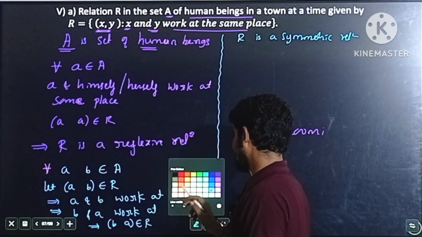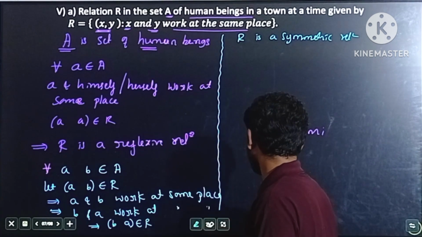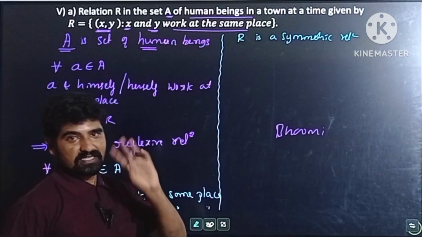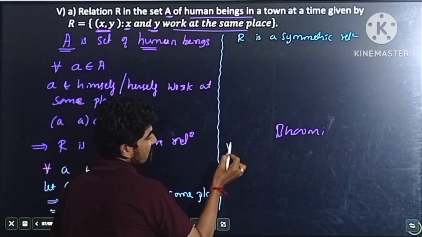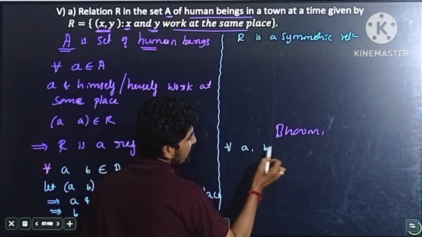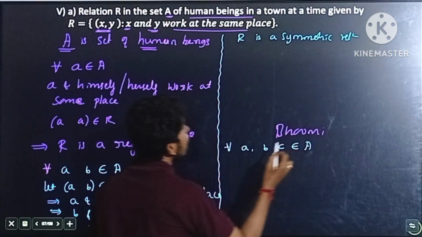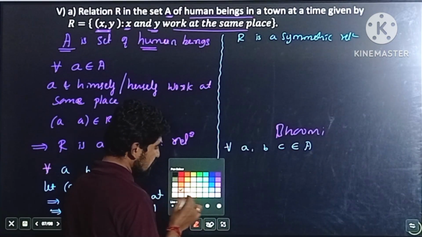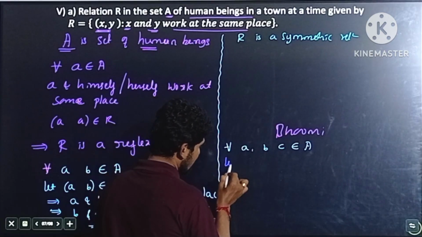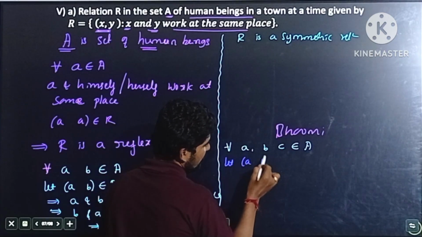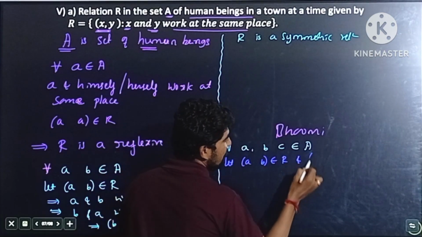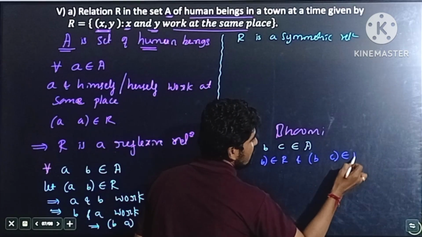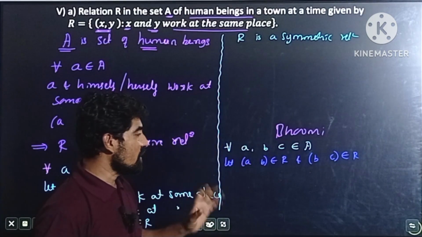Now for the transitivity relation, consider any three elements. For all A, B, and C belonging to the defined set A, let us consider two pairs, AB and BC. Let the pair AB belong to R and the pair BC belong to R. Now check whether AC also belongs to R.